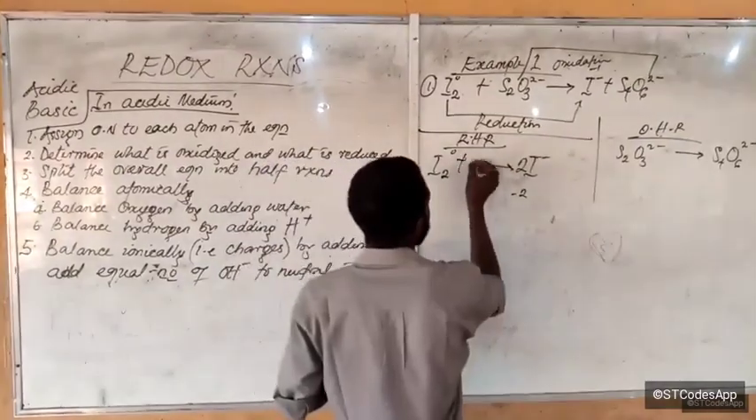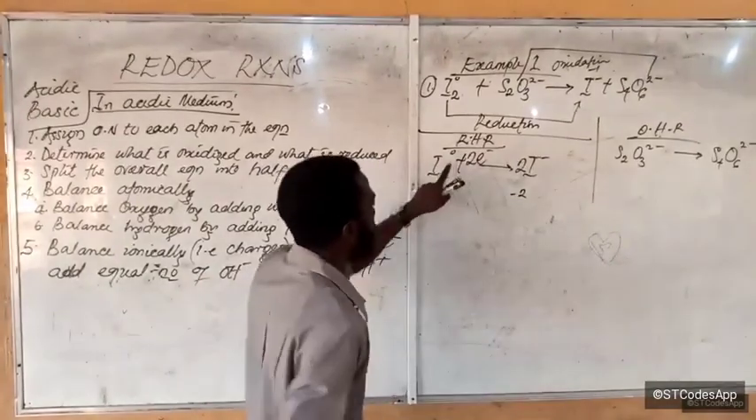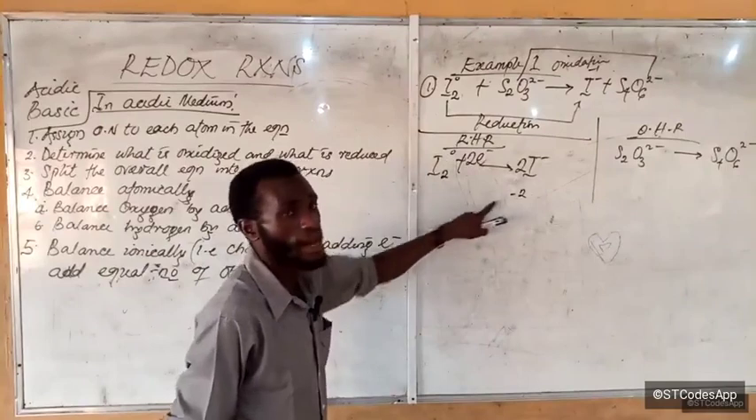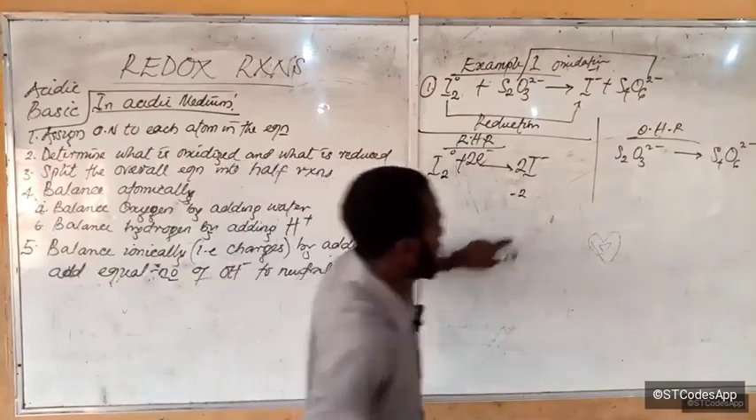So how many electrons are we going to add? 2 electrons. So here we're going to have 0 plus -2 equals -2. So this is what? Ionically balanced. Good. Now let's take the same process here.